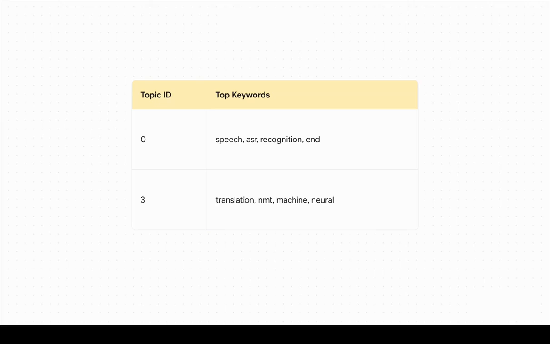Now, what's really interesting about this is seeing the actual output from our archive data. Just look at topic ID 0. The top keywords are speech, ASR, recognition, and end. Even without reading the thousands of documents inside that cluster, we instantly know topic 0 represents automatic speech recognition. What about topic 3? Translation, NMT, machine, neural. Boom, that's neural machine translation. The AI fully organized the science, and then it literally told us what it found.